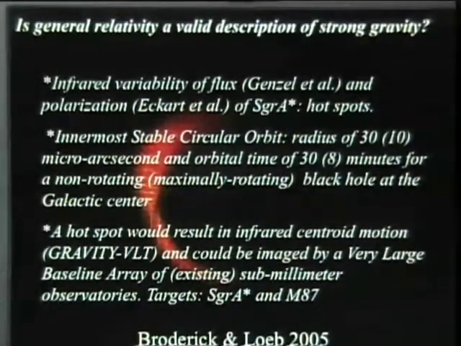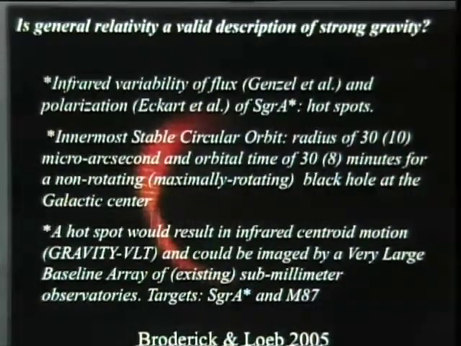And the interesting question is whether general relativity is a valid description of strong gravity, as I mentioned before. And one way to test that is to monitor the image of Sagittarius A star. We know that there is variability of the flux that comes from Sag A star, and that could be associated with hotspots in the gas that is accreting onto it.